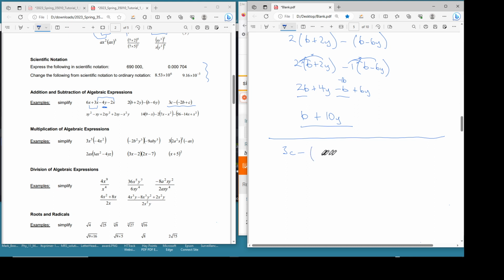3c minus a bracket minus 2b plus c. So what's your mathy eye looking at?